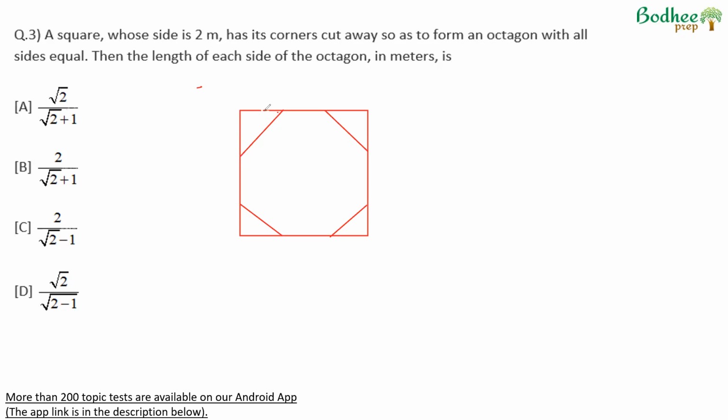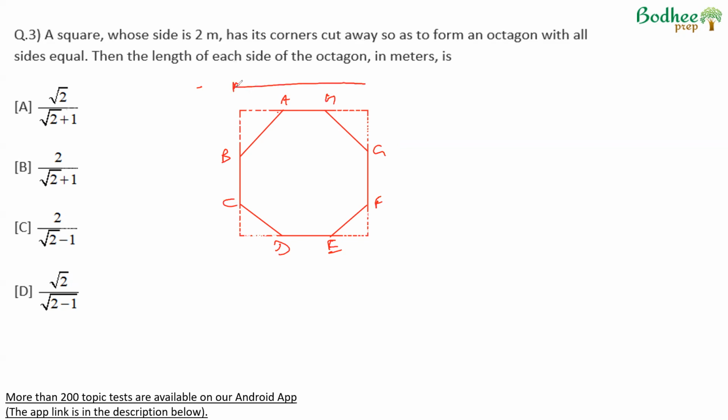This corner was cut away. So now we're making this dotted line. Similarly, here the corner was cut away. Therefore, we will have this line here. Similarly, this corner was cut away. Similarly, this corner was cut away. And therefore, the octagon that we have is A, B, C, D, E, F, G, H. All the sides are equal. The length of each side of the octagon is to be found out.